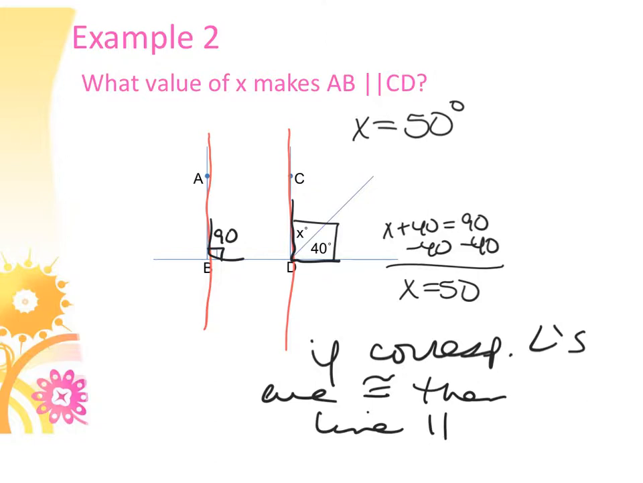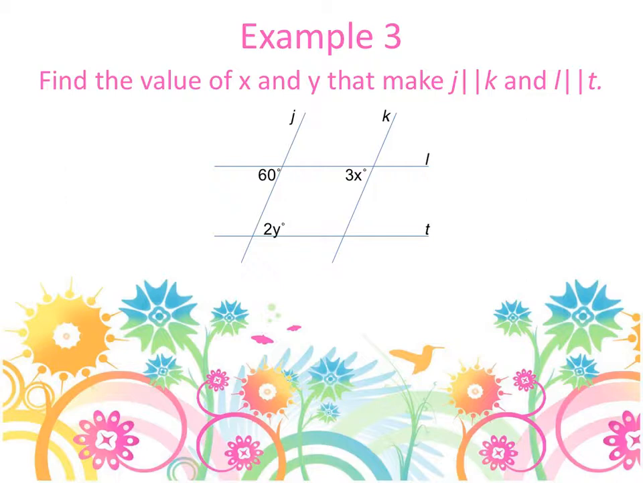Another example. Example 3. Find the values of x and y that will make J and K parallel. So they want us to find what makes J and K parallel, and also what makes L and T parallel. So again, I got a lot going on here, so I may need to look at things one at a time. First thing I'm going to do is erase this parallel line pair. I'm going to deal with the two red parallel lines, and the gray one would be my transversal.